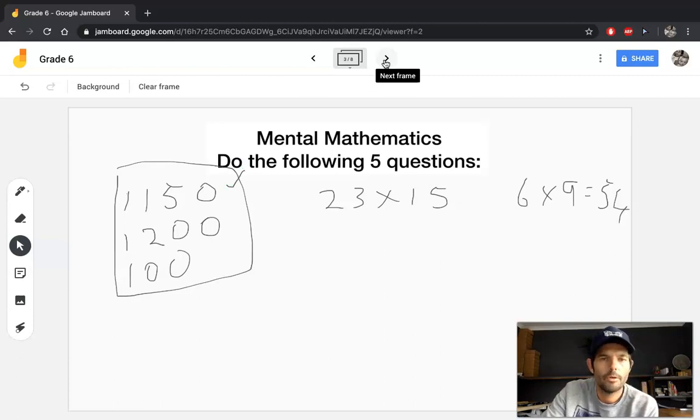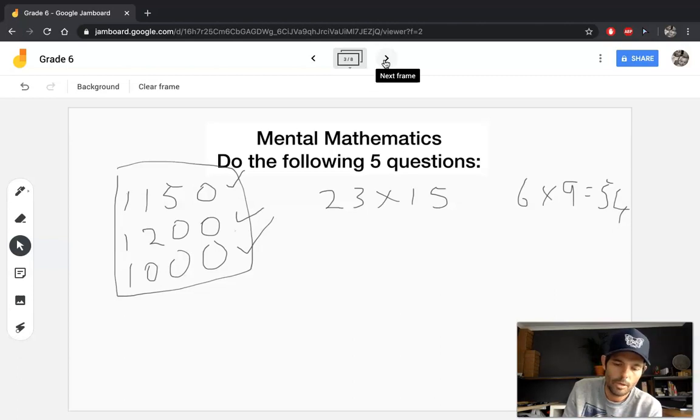This is your nearest 100, 1,200, and that is your nearest 1,000. Okay? 23 multiplied by 15, I would do it with a split strategy. So you can either split 23 or 15. You can split both. I haven't gone through that method with you. So I'm going to show you one of the ones I would have done last week.